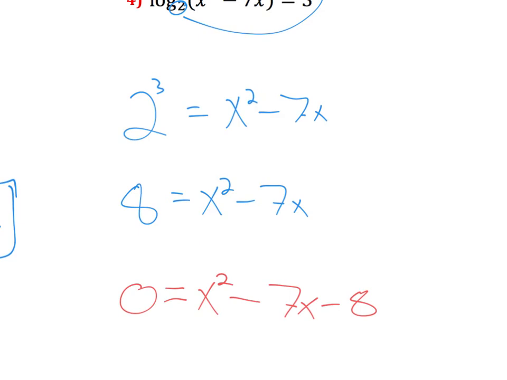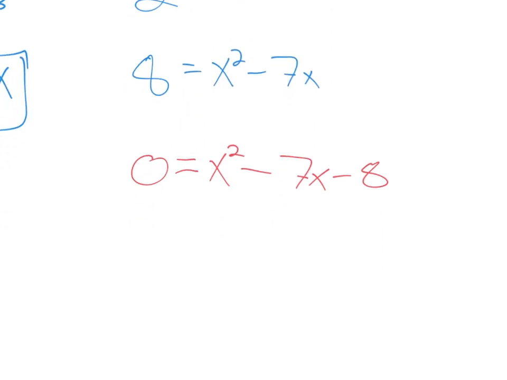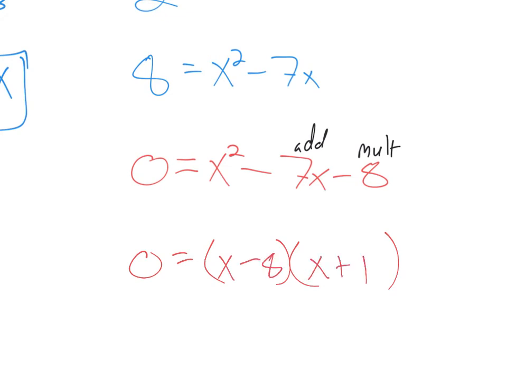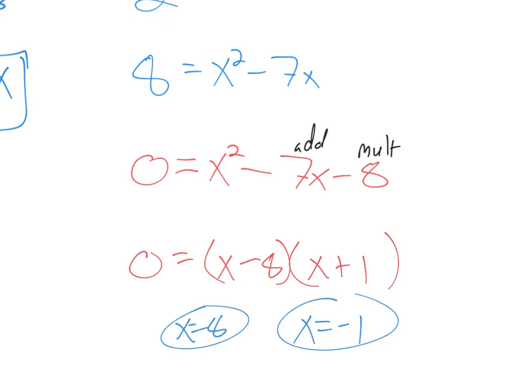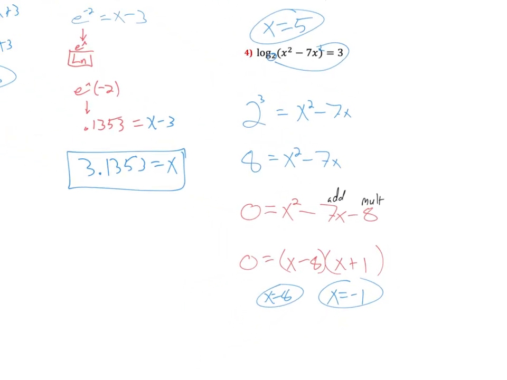Well, let's factor. Numbers that multiply to be a negative 8 but add up to a negative 7 in the middle. Well, that would be a negative 8 and a positive 1. So my two solutions are x equals 8 and x equals negative 1. Now, before I move on, I do need to make sure that neither of these are extraneous, so let's double check.